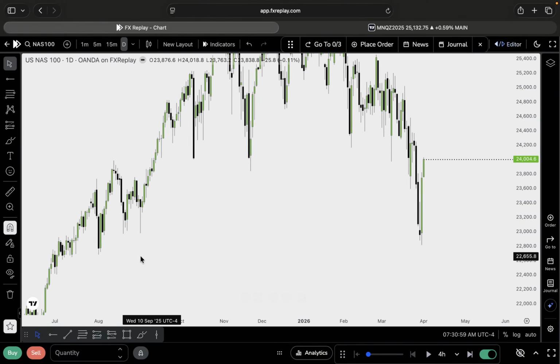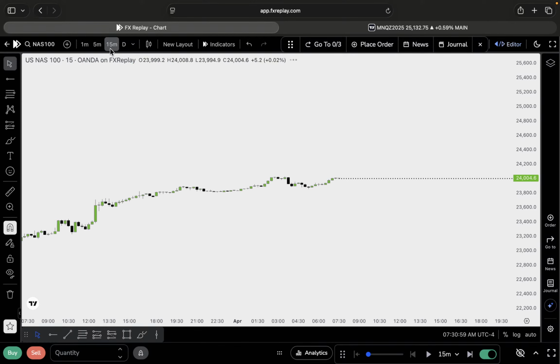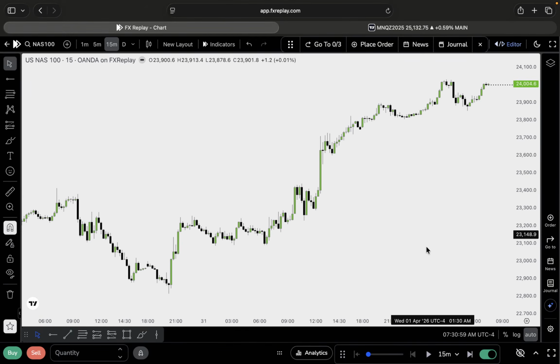Because we do have relatively good lows with this low over here and then this one. So let's keep that in mind. Let's go to 15-minute though.